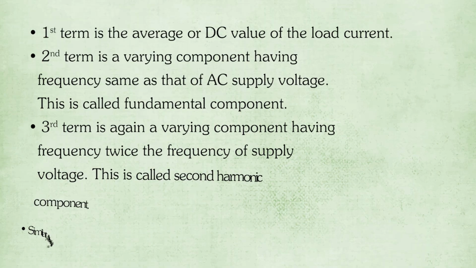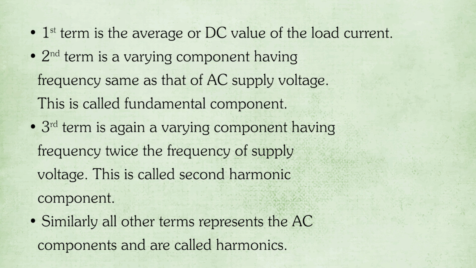components. So, in the above expression for current, the first term is the average or DC value of the load current. The second term is a varying component, that is, it is changing with respect to frequency, that is omega; it depends upon the value of omega. So, it is a varying component having frequency same as that of the AC supply voltage. This is called the fundamental component.